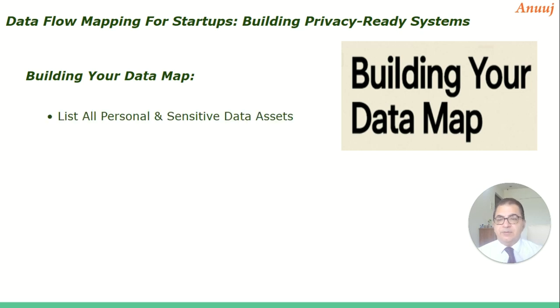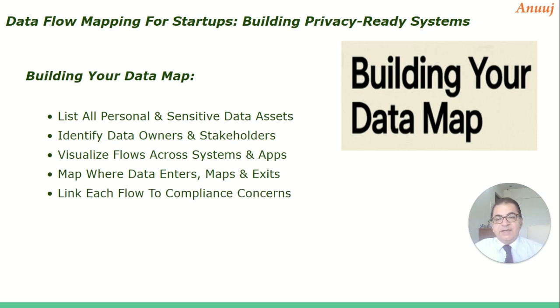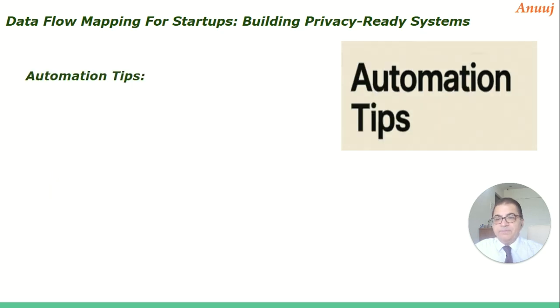So build your data map. List all personal and sensitive data assets that you have in your organization. Identify the owners of this data and the stakeholders of the data, which is very, very important. Visualize the flow of data across all the systems and applications that are in use or will be used in the organization. Map. Know from where all the data is coming. How is it working? Where is it getting out of the system? Link each of them with the compliance concerns, see the flow to be proper, and automate.